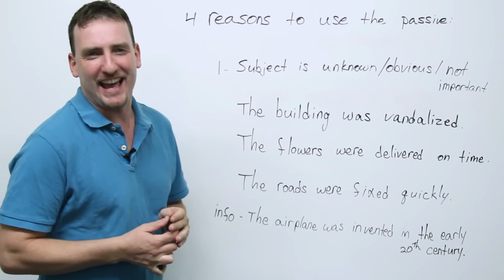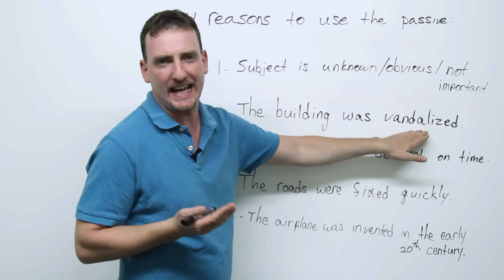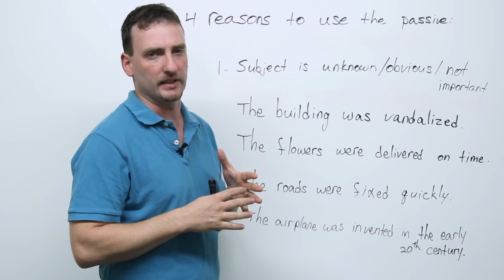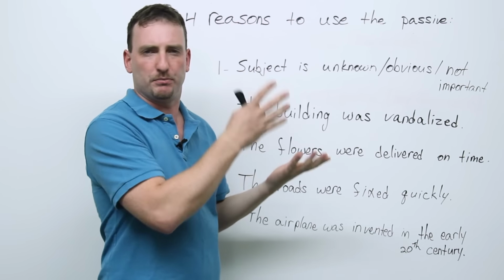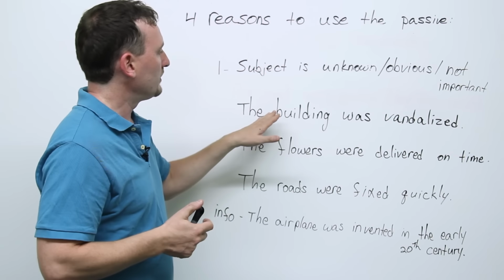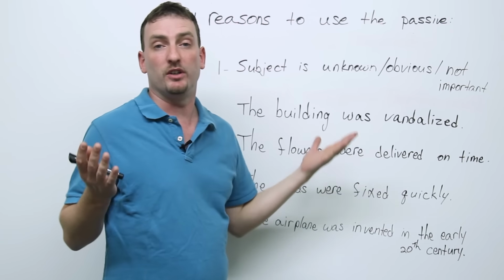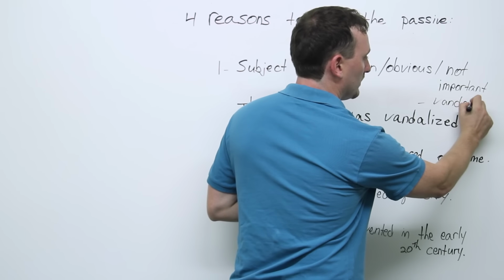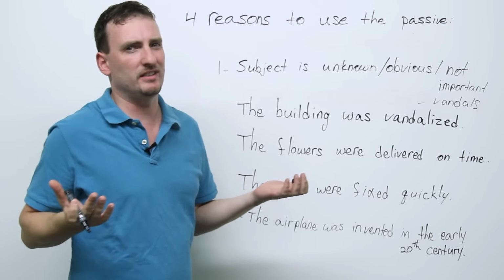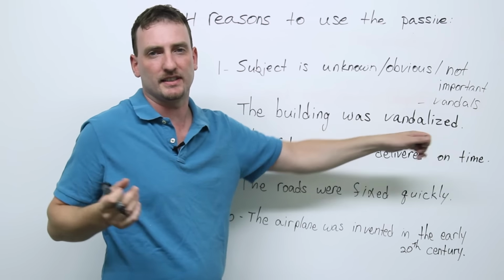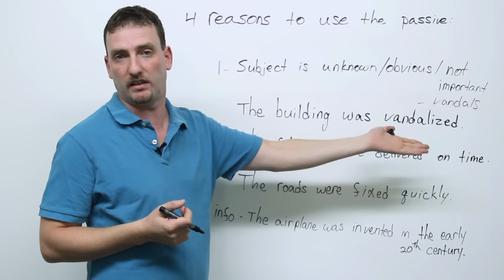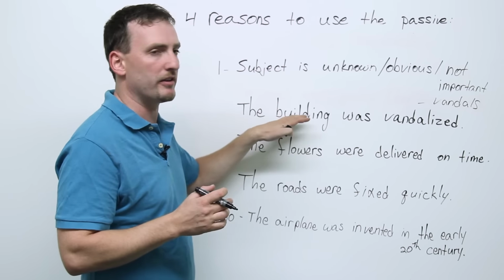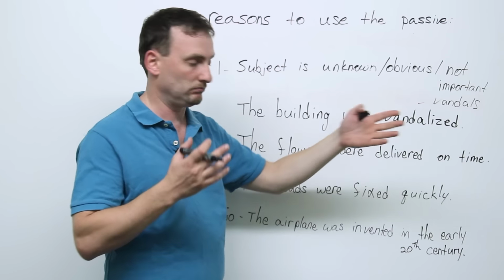The building was vandalized. Now, first of all, what does vandalized mean? Vandalized means that somebody came and did some damage to the building. Maybe they spray painted, maybe they broke some windows, etc. So, who did this? We don't know. I could say that vandals did this, but I don't need to say it. That comes from the word, it's obvious. I could say that somebody did this, but why? Better to use the passive and concentrate on the building and what happened to it.